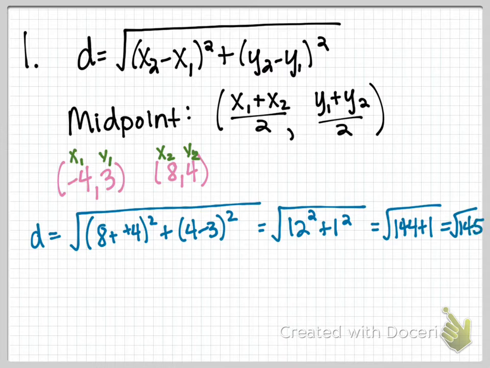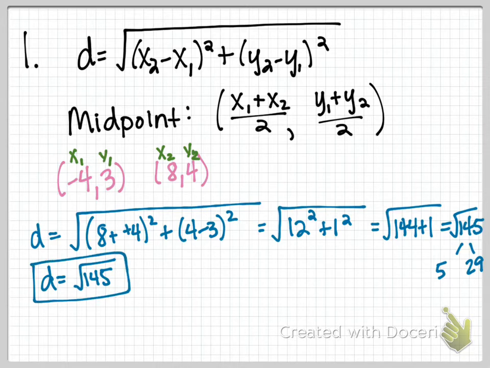Now, you need to break down 145 to determine what the simplified radical is, because your answer needs to be in simplified radical form. So think, what numbers will go into 145? Well, we know 5 will, so when we break that down, we get 5 and 29. 29 doesn't break down, it's prime, which means that 145 does not simplify. So your distance formula answer is just the square root of 145.